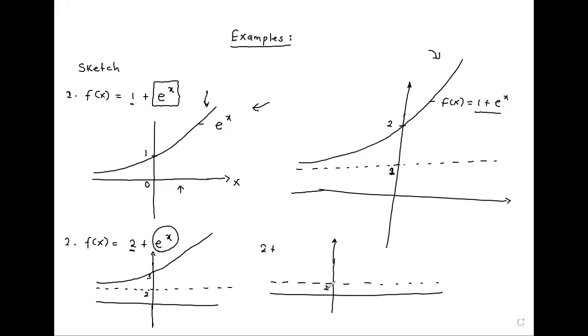Now, where will this graph cross the y-axis? We know on this line, the y-axis, we have x equal to 0 here. So you go back in the function and substitute what is f of 0. F of 0 will be 2 plus e to the power 0. But e to the power 0 is 1. So we get 3. So from 2, we move to 3. And 3 will be the intercept.